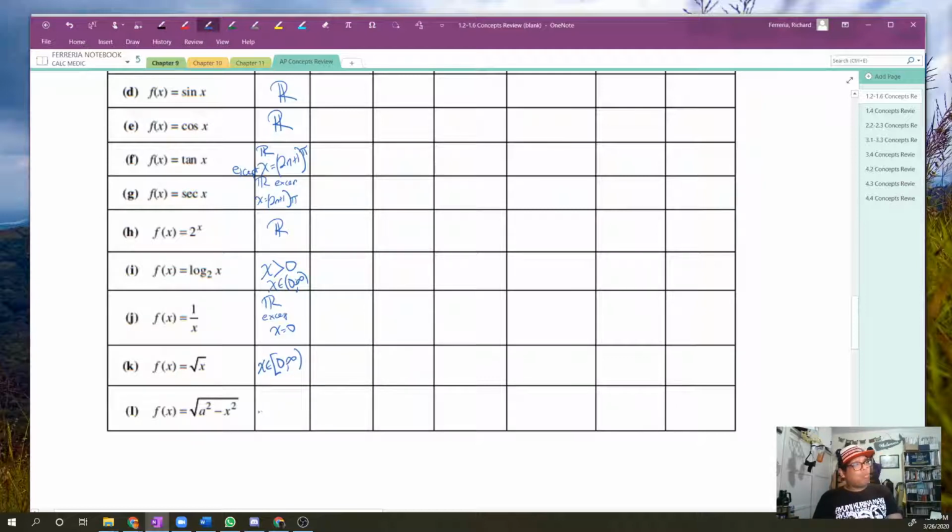And then for this circle, x has to be between negative a and a. Now the question is, can I substitute a? And the answer is yes, you can. So we get brackets on that one. So that's all of our domains. Let's start looking at the ranges next.